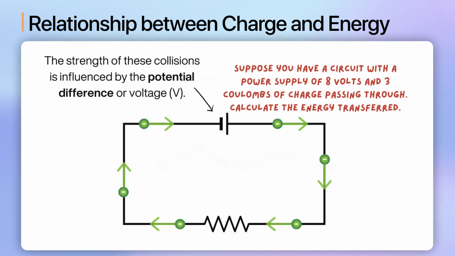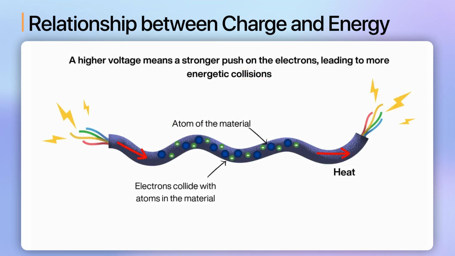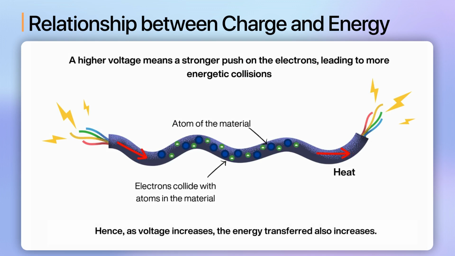Moreover, the strength of these collisions is influenced by the potential difference or voltage. A higher voltage means a stronger push on the electrons, leading to more energetic collisions. Hence, as voltage increases, the energy transferred also increases. Therefore, we would expect energy transferred to depend directly on both charge and voltage.